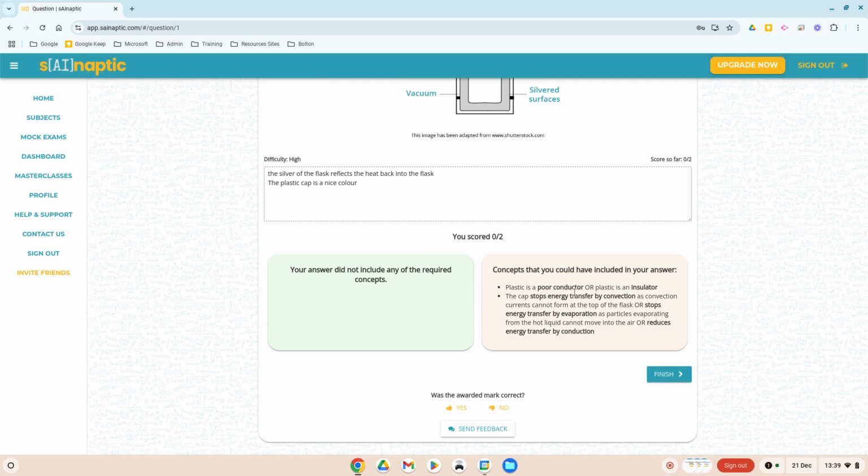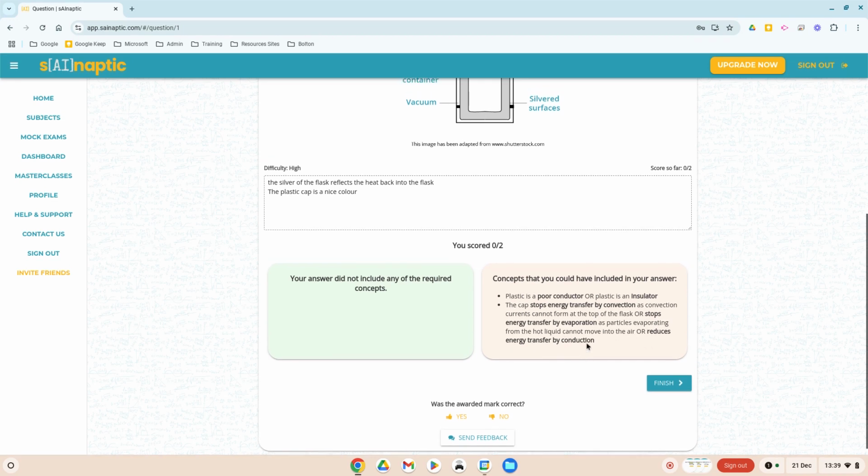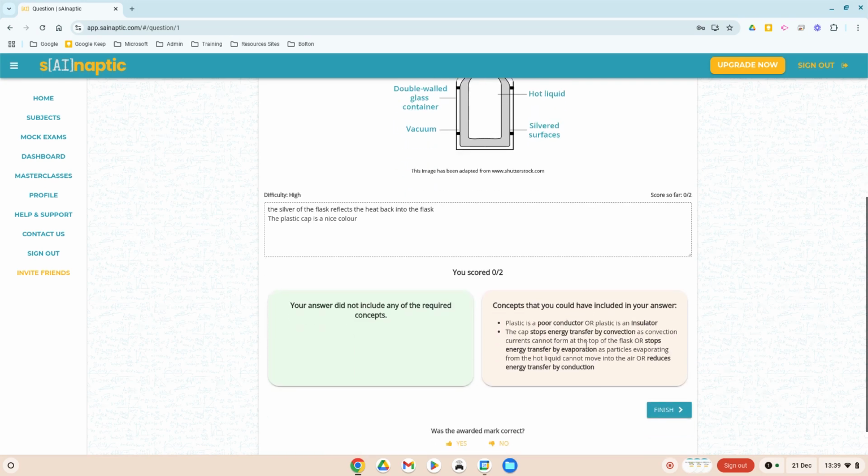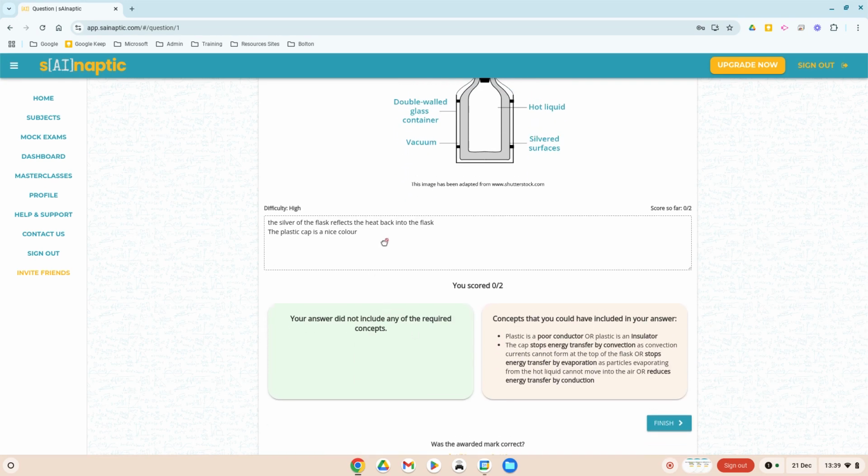And there we are. Plastic is a poor conductor, or an insulator, which stops the heat transfer by convection, or it stops energy transfer by evaporation, as the particles evaporating from the liquid cannot move into the air, or it reduces energy transfer by conduction. So again, the student didn't know at all what to say, but the student answered that question, and then the student knows what they should have done.